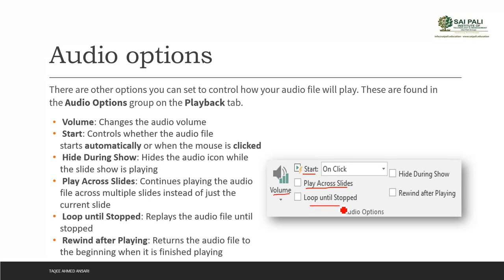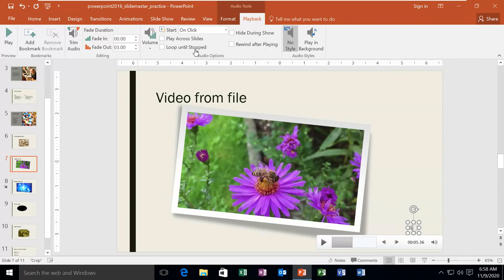It does not matter when I change the slide, it will keep playing when I select this option. And loop means it will play again and again until I stop. Hide during show means it will not show the audio speaker icon. And it will do rewind just like video also. These settings are here under the playback tab, these audio options. Let's say I will select start on clicking.